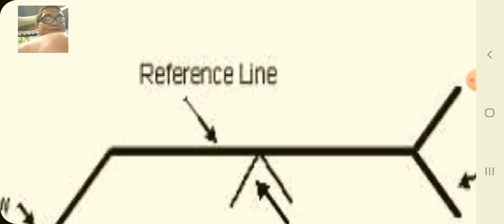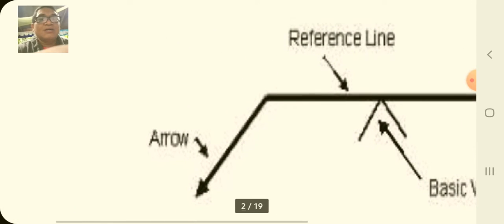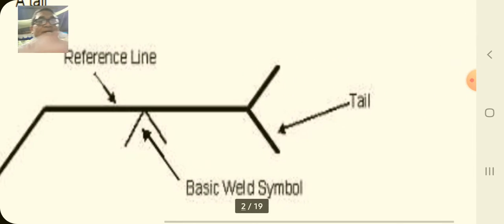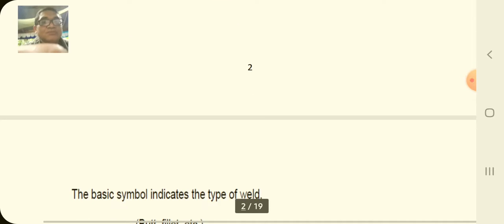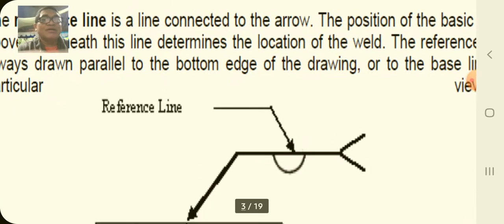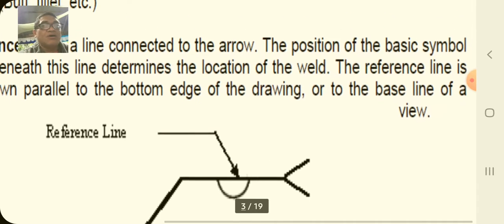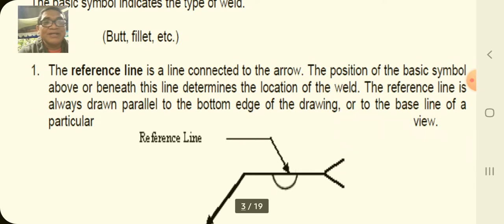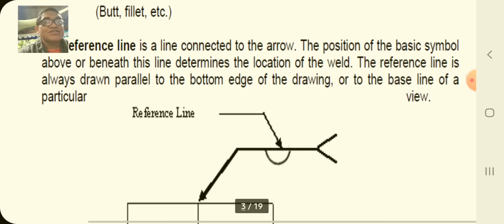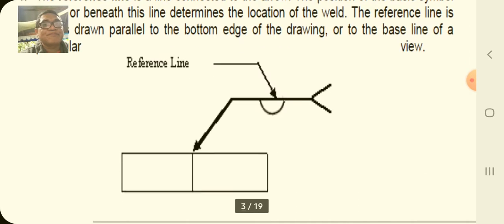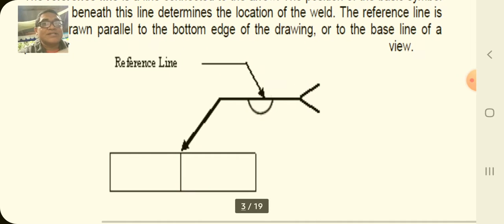So the reference line is the horizontal line, and you have the arrow, the basic weld symbols, and the tail. So what is the reference line? The reference line is the line connected to the arrow. Usually it's the basic position of the symbol. Above or beneath this line determines the location of the weld. It's drawn parallel to the edge of the drawing. Okay, so that's the reference line.